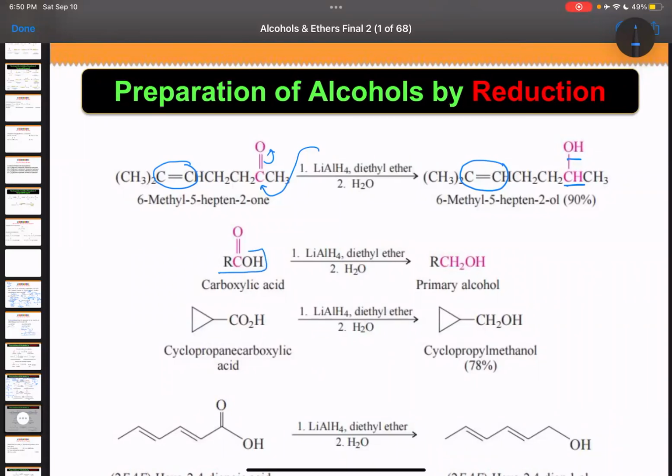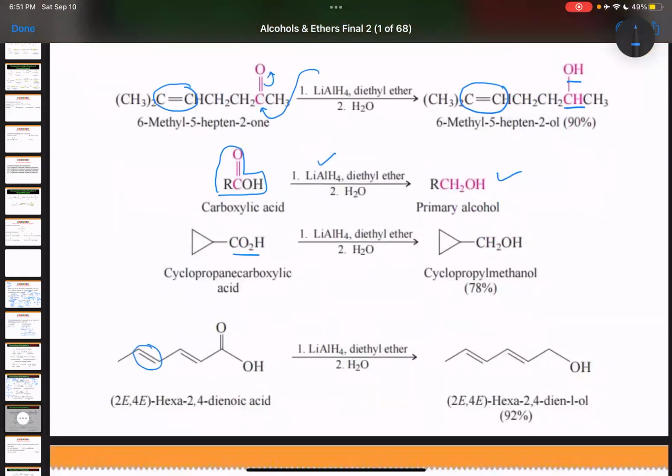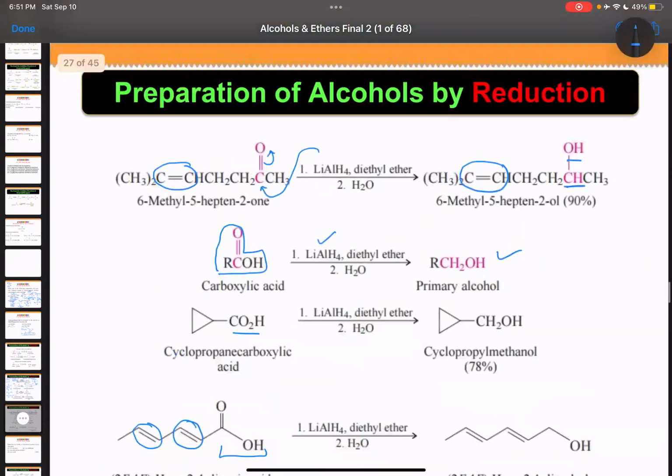Carboxylic acid: suppose you would have taken NaBH4, the answer would have been no reaction. But if you would have taken LiAlH4, the carboxylic acid will get reduced to primary alcohol. Clear? Similarly, this is also a carboxylic acid. But here also we can see that the double bonds are not getting reduced, only the carboxylic acid is getting reduced, and that too with LiAlH4, not with NaBH4. NaBH4 will not reduce it, and we can get a good yield.